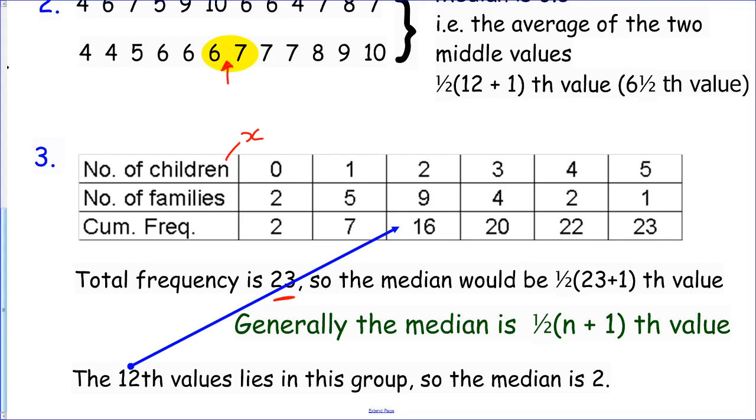You can either start counting through, so go 1, 2, 3, 4, 5, 6, 7, or you can use cumulative frequency, but we should be able to see in here, this next group in here, we end up with our thing number 12. So the 12th value lies in this group, so our median we're going to give this answer as 2. It's really important to make sure you don't accidentally give 9, because that's a frequency, that's not the actual value that this group had.